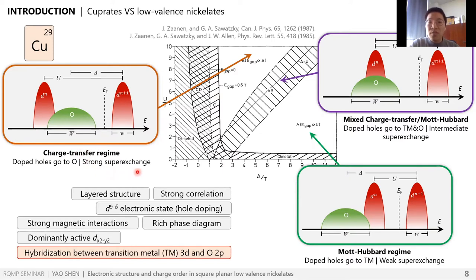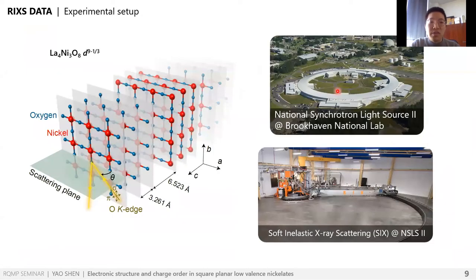Then how about the low valence nickelates? Some people think they're similar to cuprates, so it's in the charge transfer regime. However, other people think the charge transfer energy delta would be much larger for nickelates, so it's in the Mott-Hubbard regime. And some people think it is not that large, and it should be somewhere in the intermediate phase. So we'd like to answer this question using RIXS at the oxygen K edge.